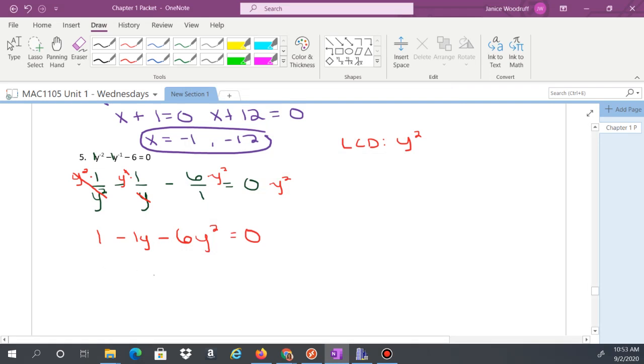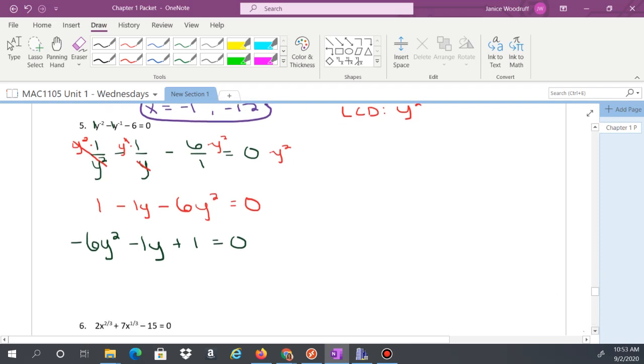So I'm going to rearrange it. So this 6y squared, that's negative. So it's a negative 6y squared minus 1y plus 1 equals 0. So it's a quadratic, so we get to decide how we want to deal with this. We can do the quadratic formula, or we can factor, possibly. I think we can factor this one. We can. You guys want to factor, or do you want to do the quadratic formula?